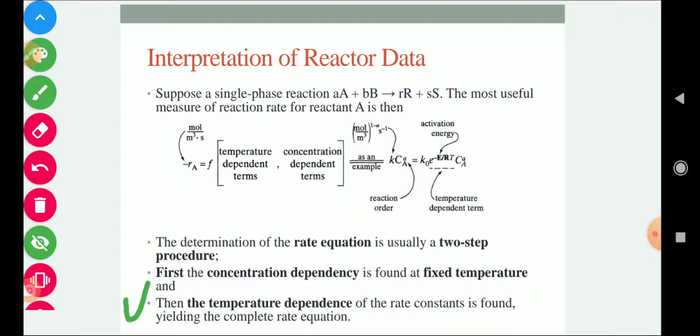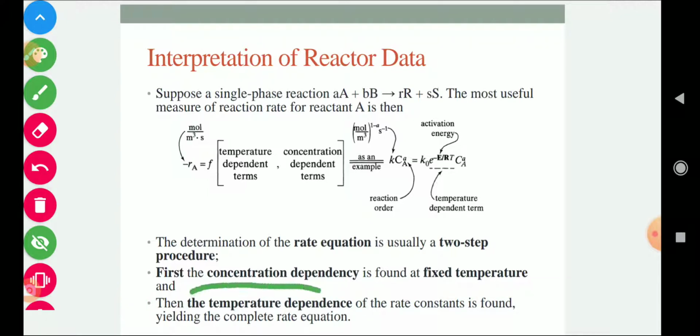So in the first case we fix the temperature and perform experiments using different concentrations. In the second case we fix the initial concentration and perform experiments using different temperatures. In that way we can calculate the temperature and concentration dependency of the reaction.